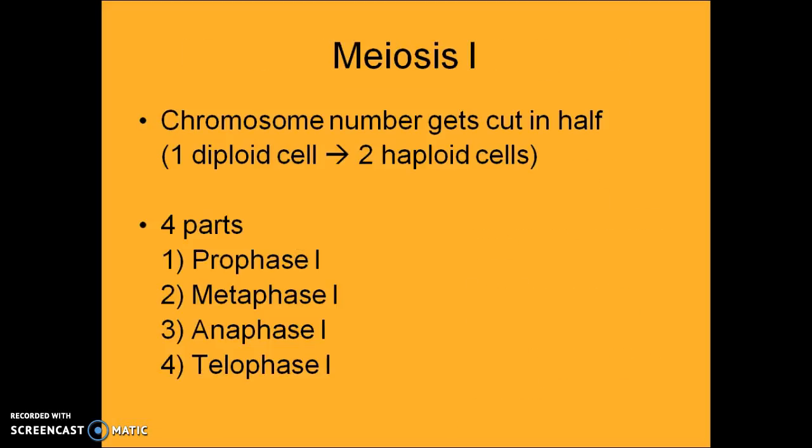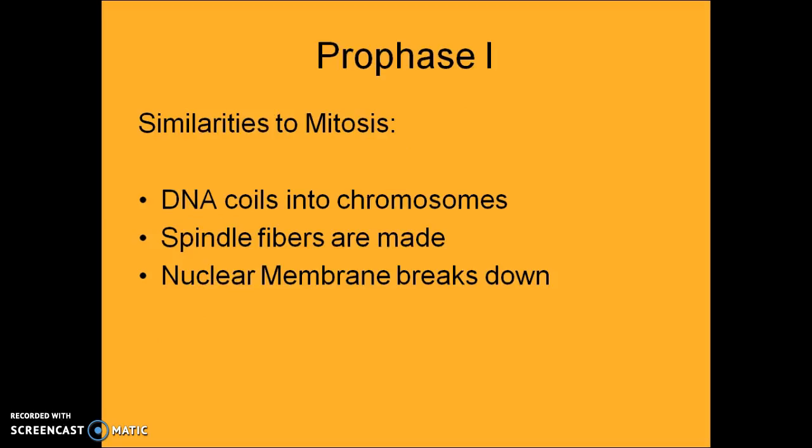Okay. During meiosis 1, this is a very important step of meiosis, the number of chromosomes gets cut in half. So we end up going from 1 diploid parent cell, which in humans has 46 chromosomes, to 2 haploid daughter cells, which have 23 chromosomes each. And we're going to be breaking it down into the same stages of mitosis, but we're going to put a 1 after them to indicate that this is happening in meiosis 1, not meiosis 2.